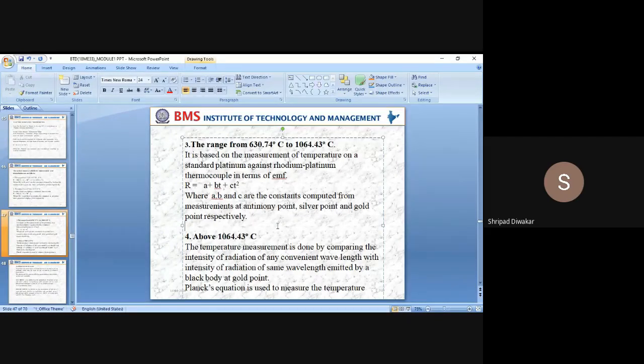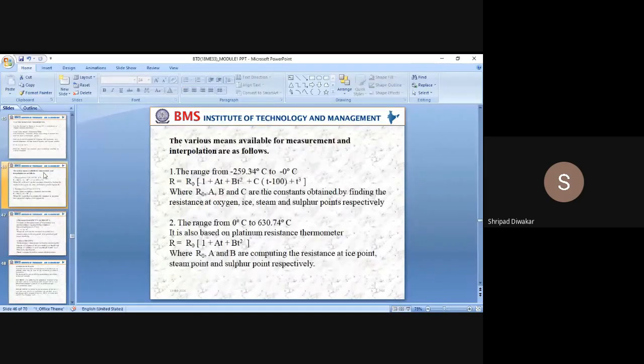Hence this temperature category is divided into four types. One is minus 259 to 0 degrees Celsius. Follow the equation, which you have to remember: R equals R naught into 1 plus AT plus BT square plus C into (T minus 100) plus T cube, where A, B, C are constant values obtained by calculating at the oxygen point, ice point, and sulfur point respectively. The second range is from 0 degrees Celsius to plus 630.74 degrees Celsius. Follow the equation R equals R naught into 1 plus AT plus BT square, where R naught, A and B are constant values computed by knowing the resistance at ice point, steam point and sulfur point respectively.